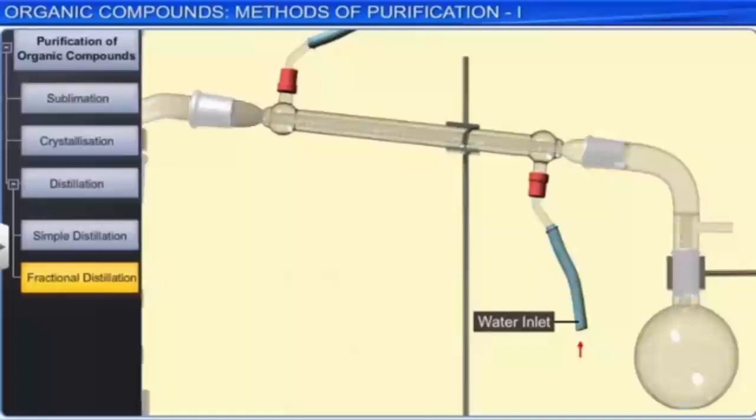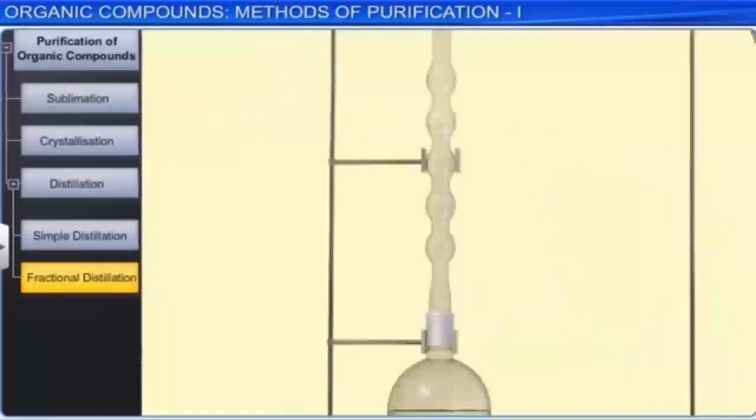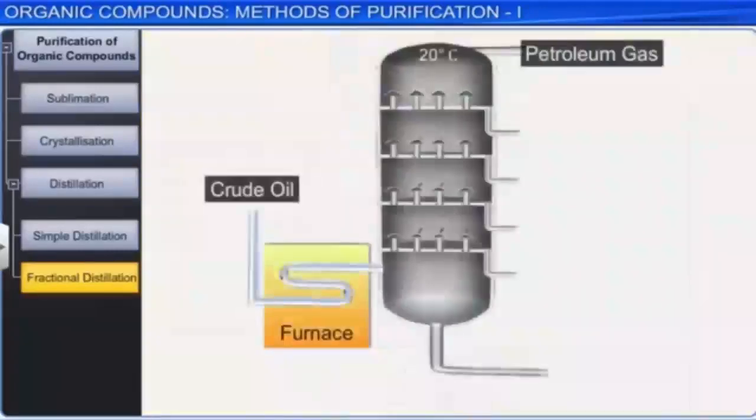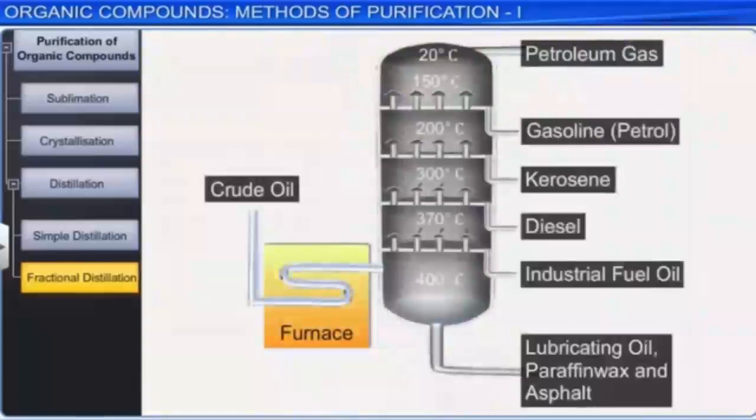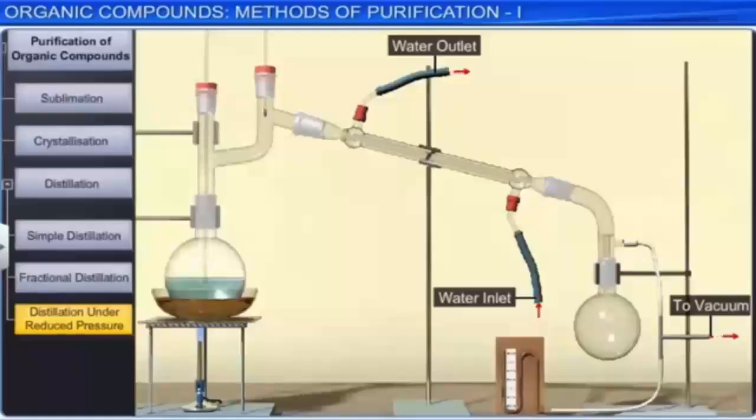Each successive condensation and vaporization unit in the fractionating column is called a theoretical plate. The technique of fractional distillation is used in the separation of different fractions of crude oil in the petroleum industry. In the case of liquids with very high boiling points and liquids that decompose below their boiling points or at their boiling points, another method called distillation under reduced pressure is used for purification.